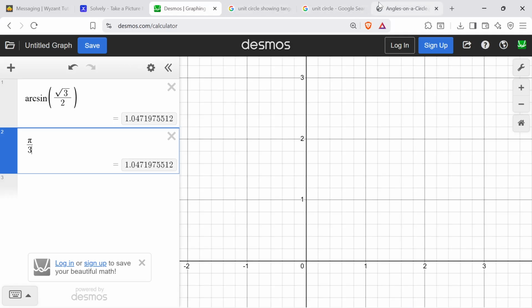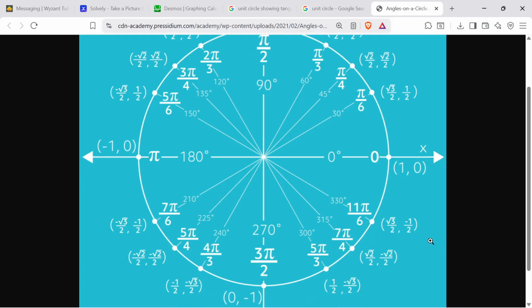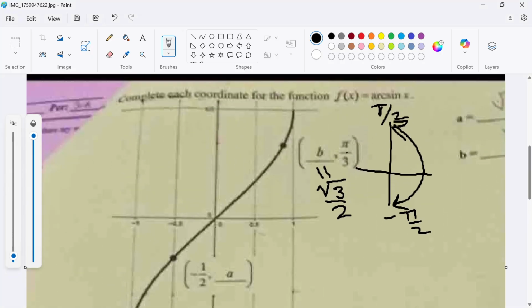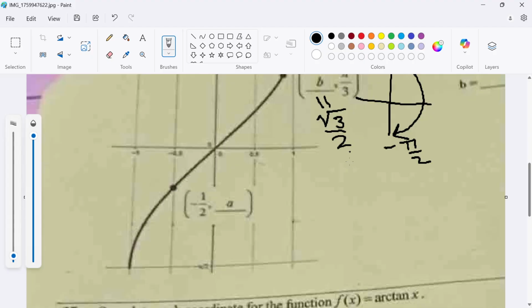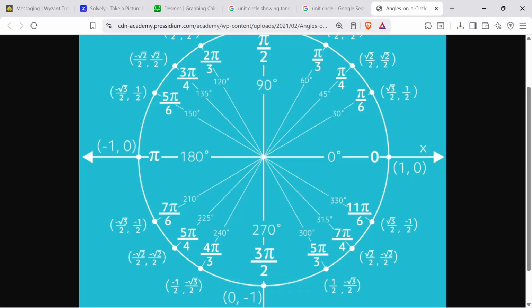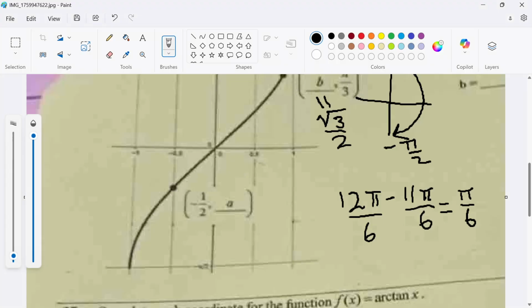Now this one, I want some angle such that the sine is negative 1/2. Let's check the unit circle again. Negative 1/2 is 11 pi over 6. But remember, sine is only from negative pi over 2 to pi over 2. So 2 pi minus 11 pi over 6. 2 pi is 12 pi over 6. That's pi over 6. But it's below the x-axis, so the angle from negative pi over 2 to pi over 2 is negative pi over 6. It's negative 30 degrees.